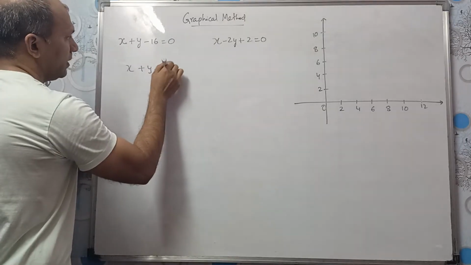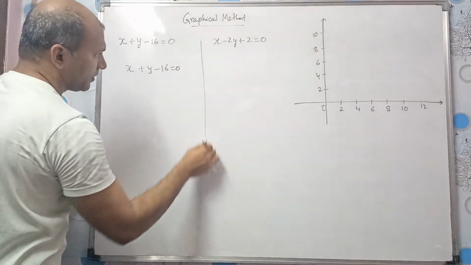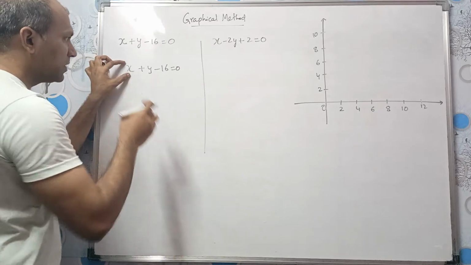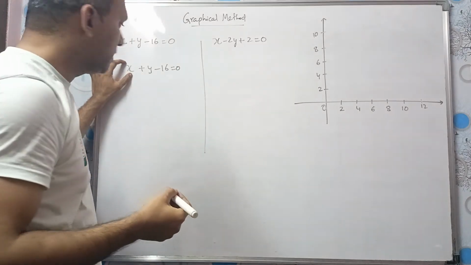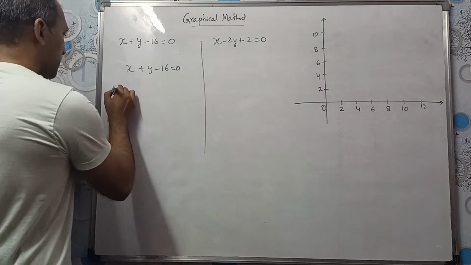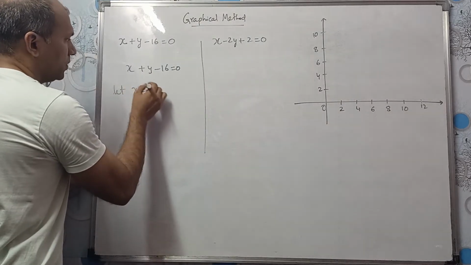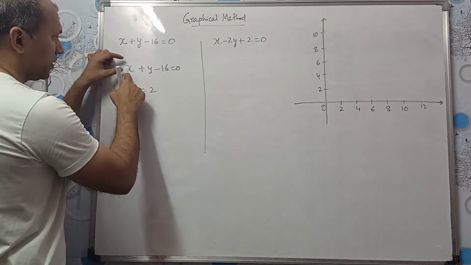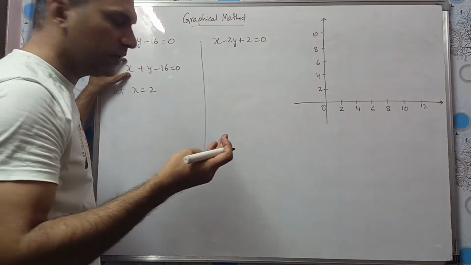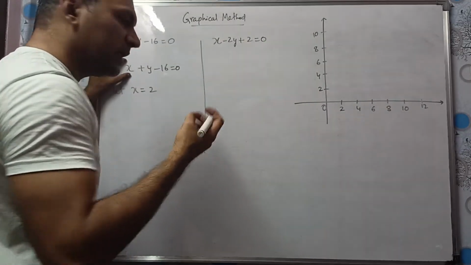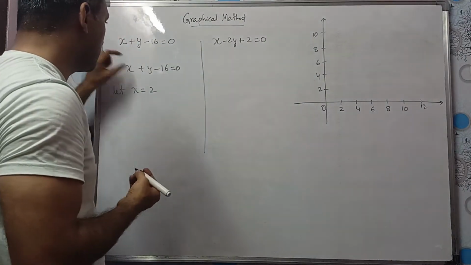We have this one, the first one. We should substitute different values of x. We'll get values of y, right? Let us substitute x equal to, let us say, 2. We can substitute 0 also. We can substitute 5, 10, anything we like. Okay, we are substituting 2 here.